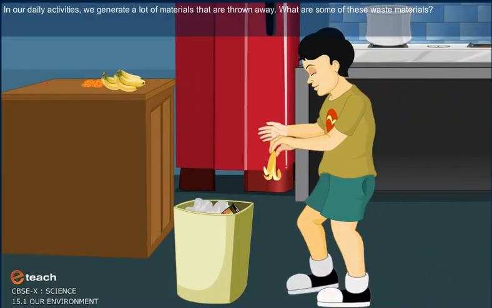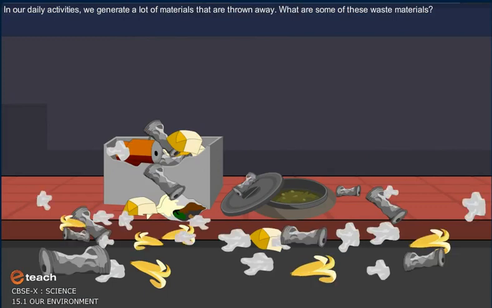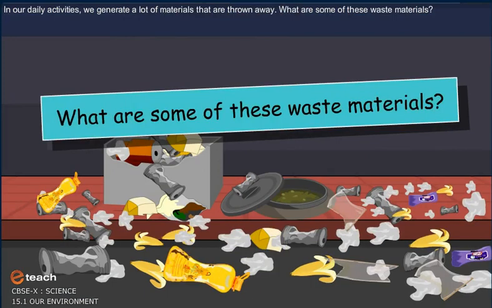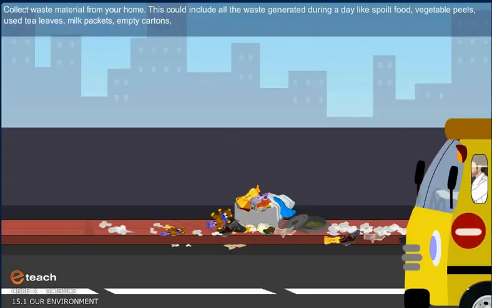In our daily activities, we generate a lot of material that is thrown away. What are some of these waste materials? What happens after we throw them away? Let us perform an activity to find answers to these questions.